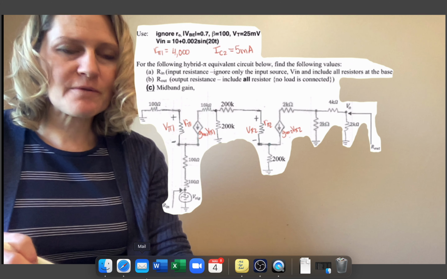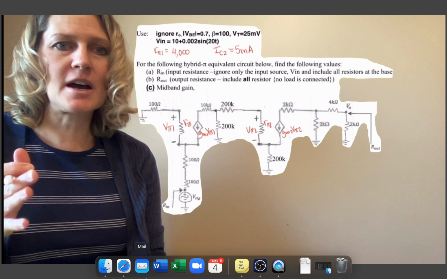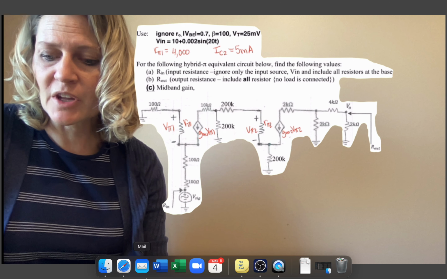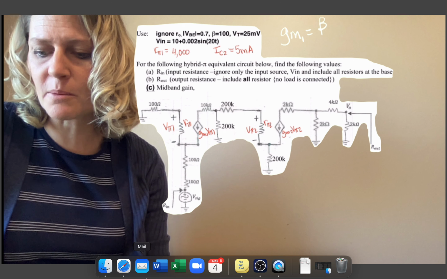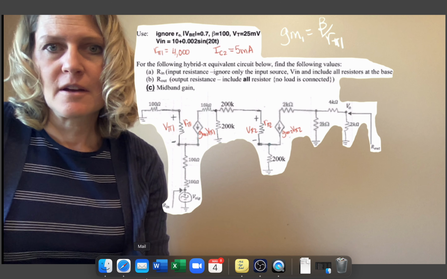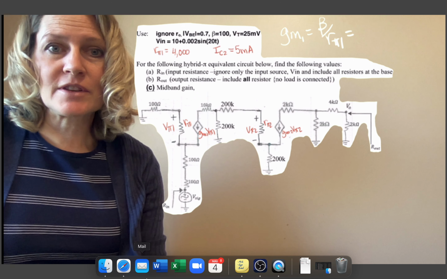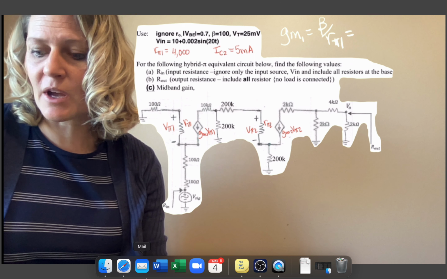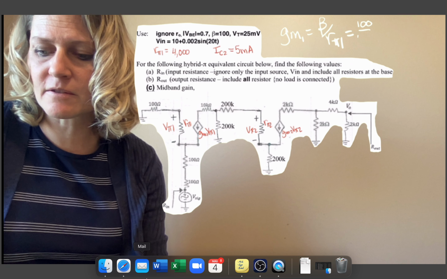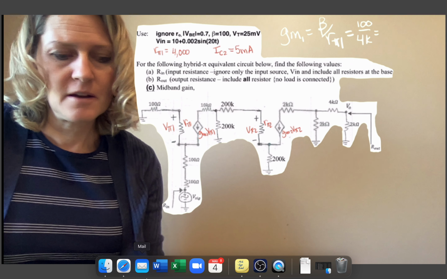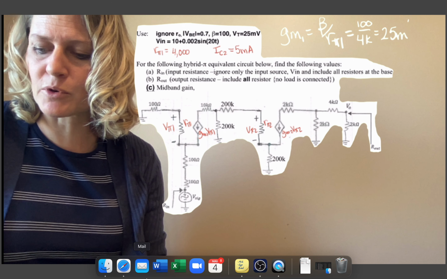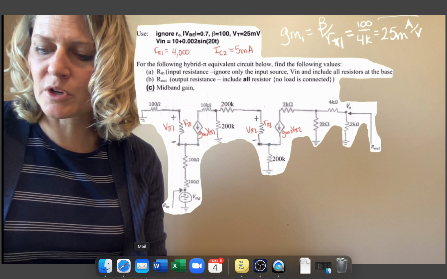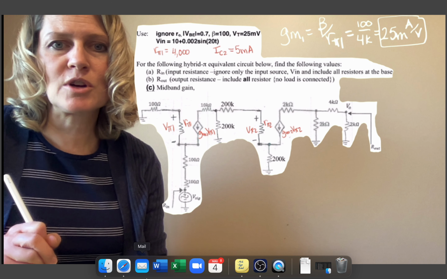So the relationship for gm1 with r pi 1 is beta over r pi 1. In this case, beta is given as 100, so we have 100 over 4,000, or 4K. And so we get that this value is 25 milliamps per volt. So this is going to be our gm1 value.